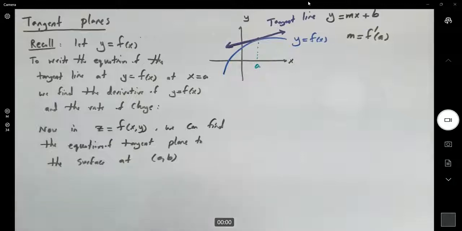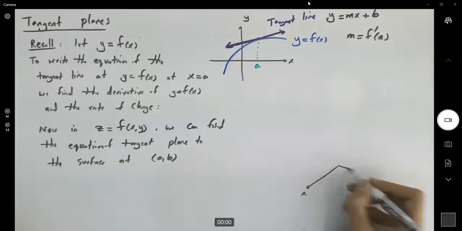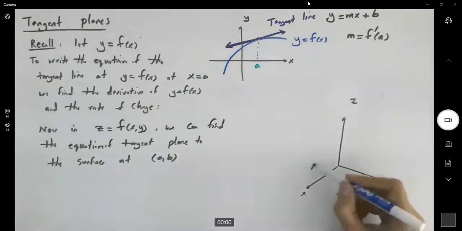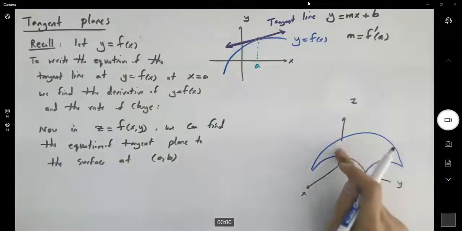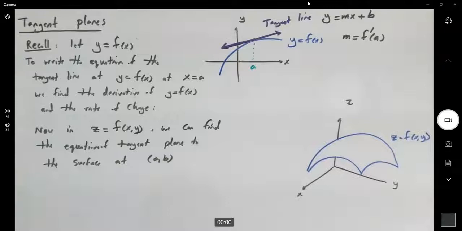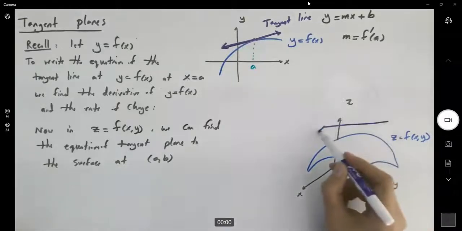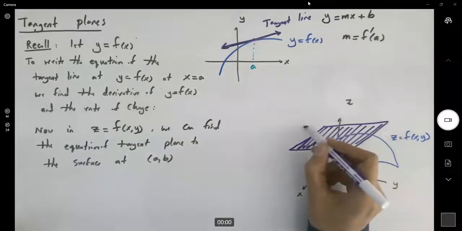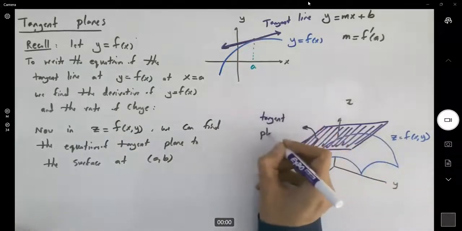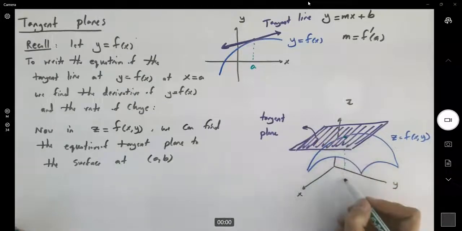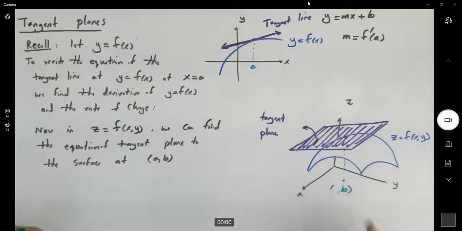So in this case, here we have, for example, x, y, and z, and you have your surface here. This is the surface of f of x and y. And you can define not just lines, but planes that are tangent to your surfaces. This is a tangent plane. Now the question is, how do I write that equation? What's the equation like?